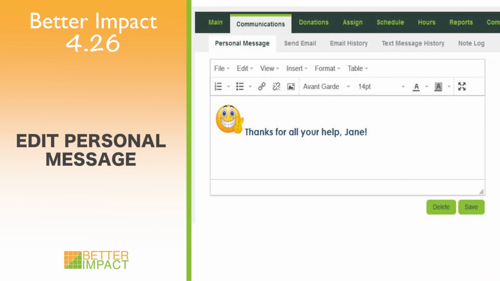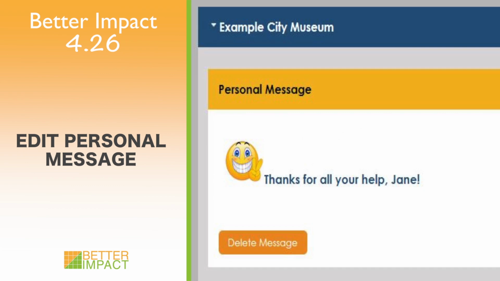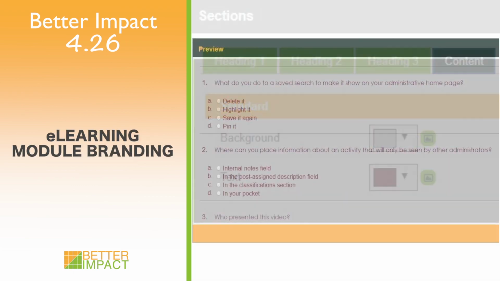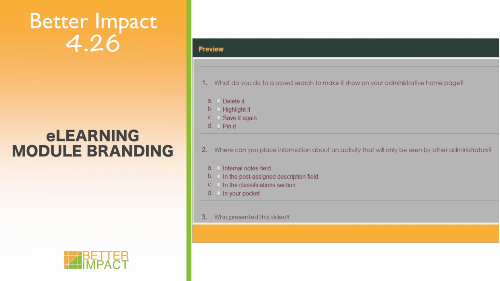The Personal Message to Volunteers field in a volunteer's profile now includes the ability to format the text, insert images, links, and videos using the rich text editor. E-learning modules are now branded as standard content and will use your selected background and text color settings.